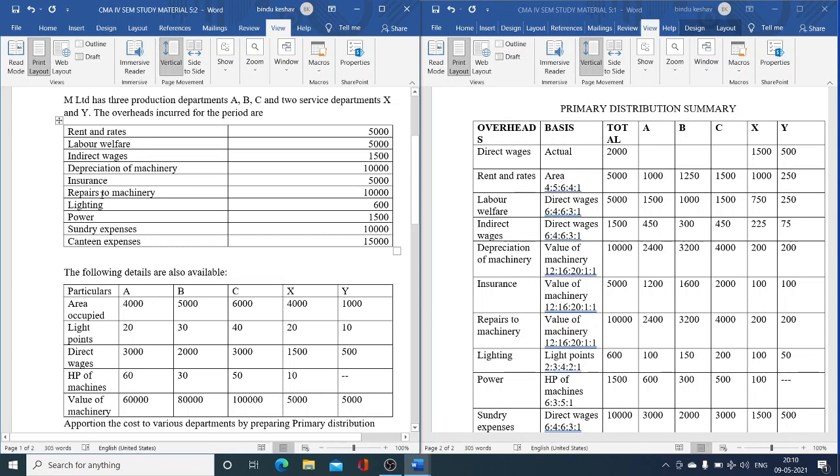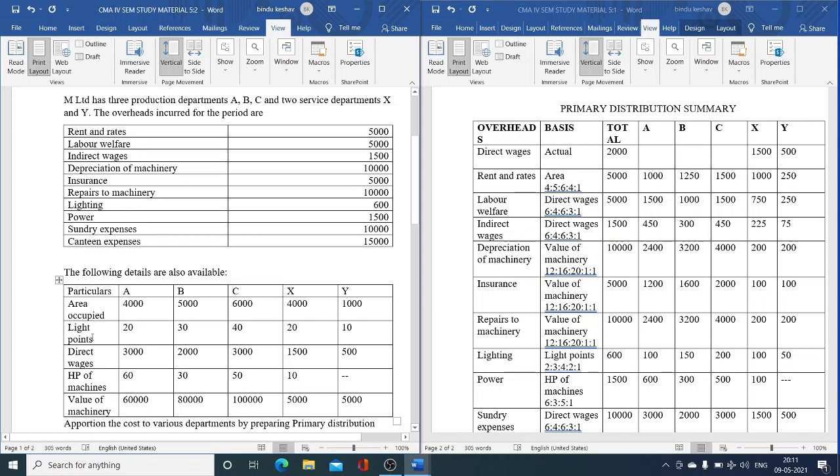Next we have the repairs to machinery. Again it is related to the machinery. Value of machinery will be taken as the basis for distributing the repairs to machinery to different departments. Now the next aspect is lighting. Lighting rupees 600. The basis for distribution of lighting is the light points.